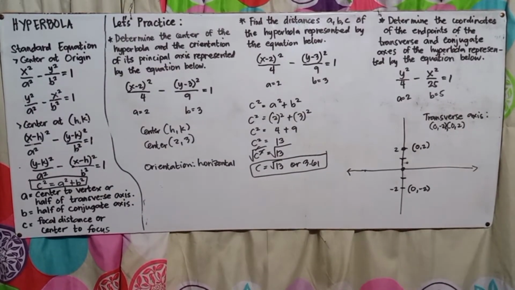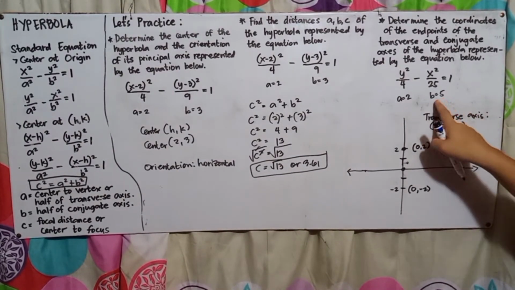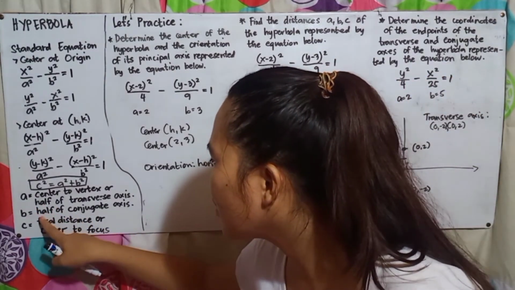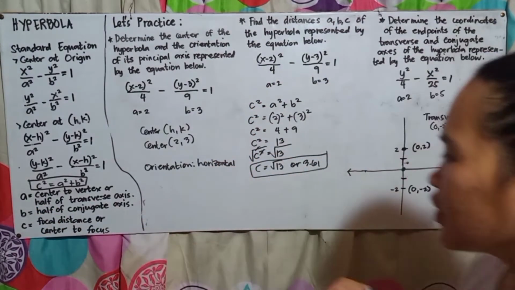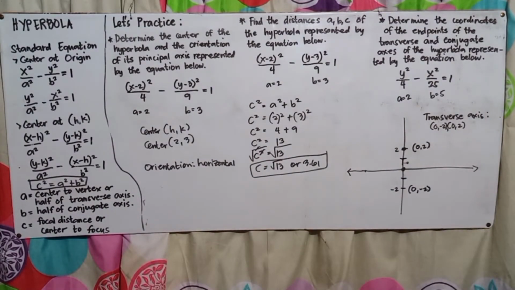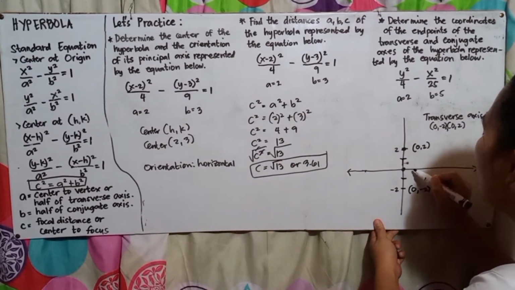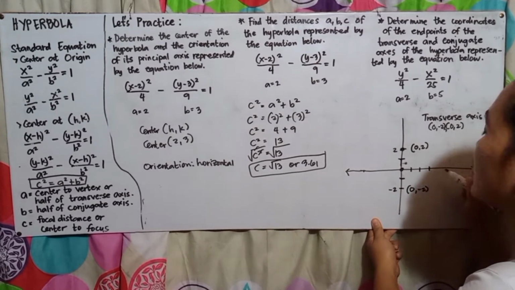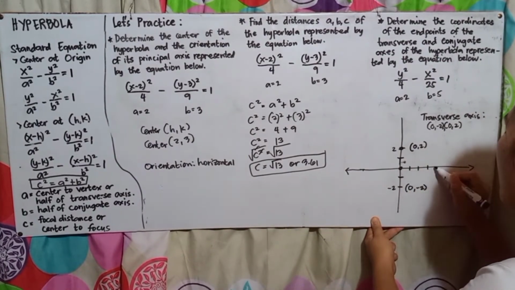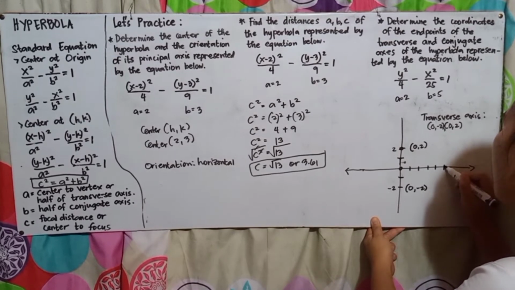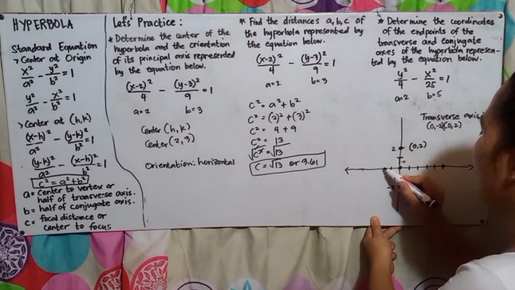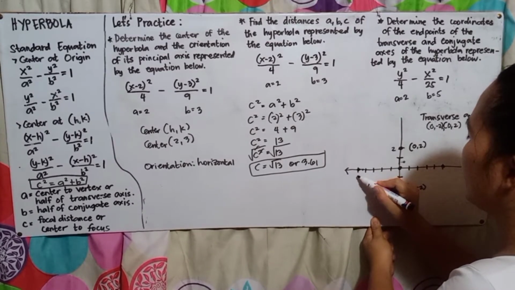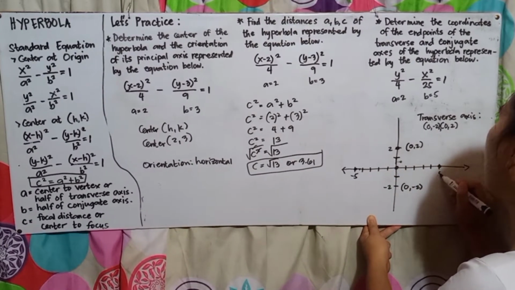Okay, so next, our B is 5 units from the center, half of the conjugate axis, so from the center, mag-count tayo ng 5 units. 1, 2, 3, 4, 5. So, dara. Negative 5, positive 5.